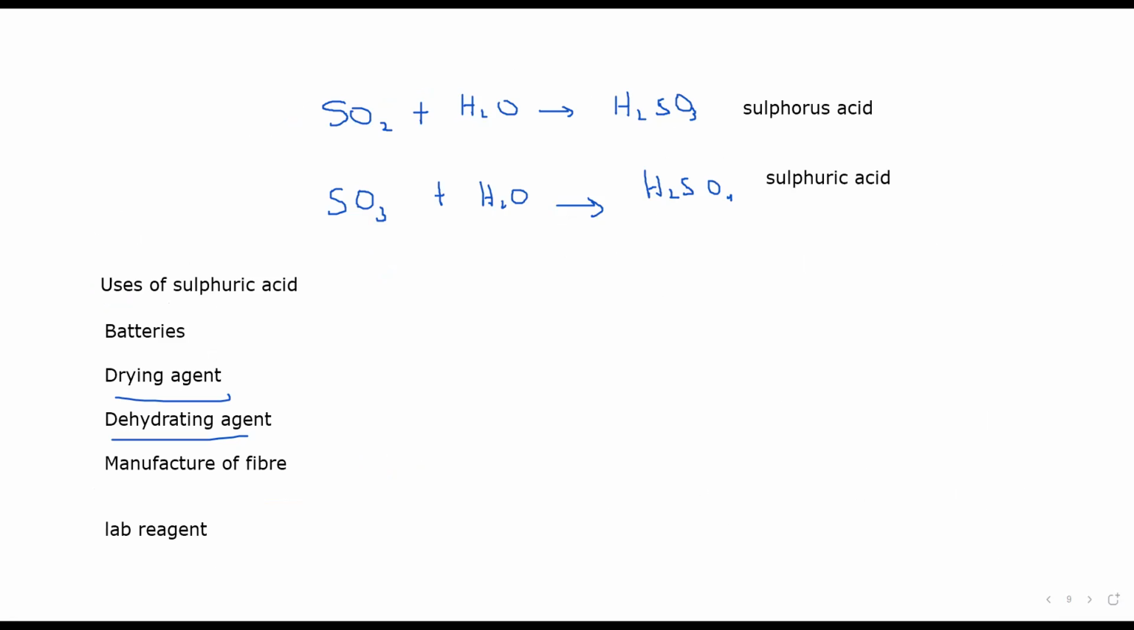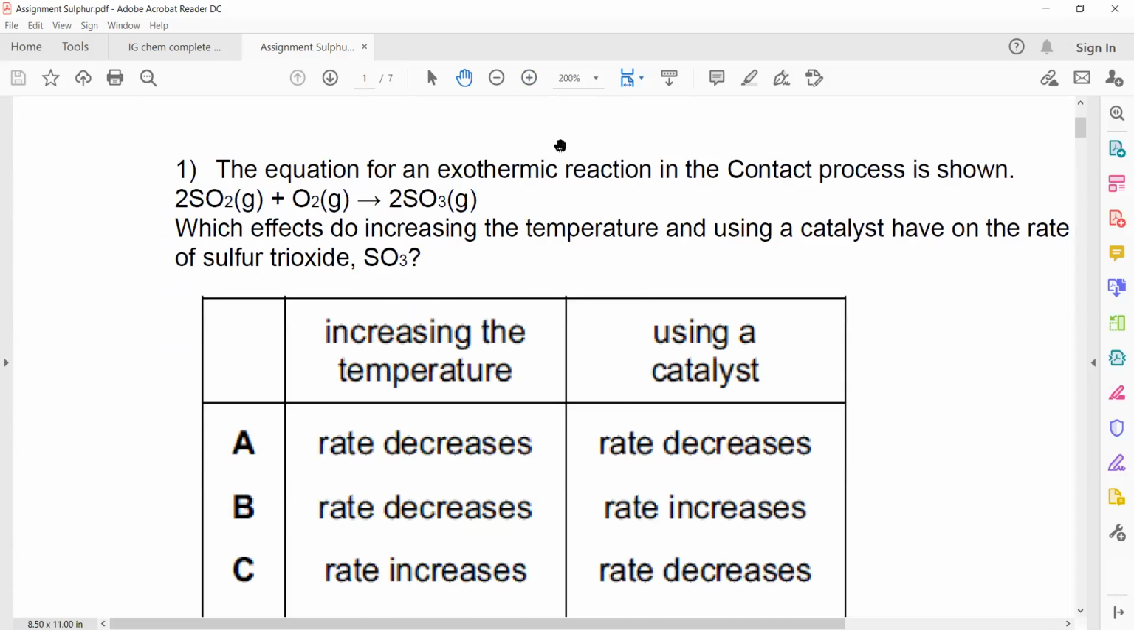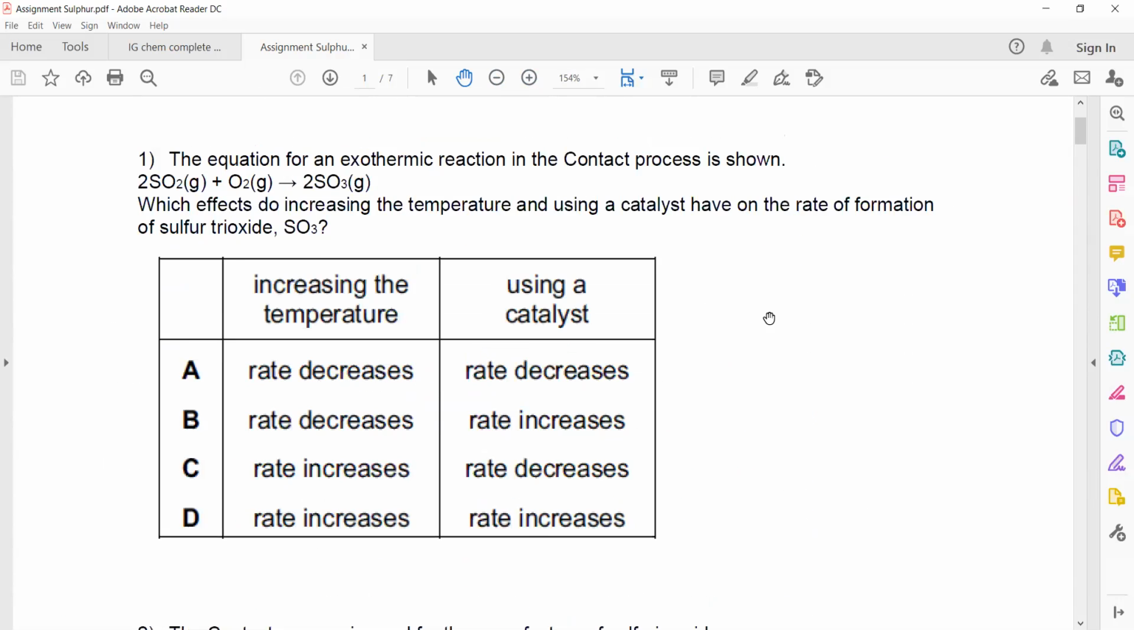Now some questions. The topic sulfur, we are done. So some questions related to this. In this question, the equation for an exothermic reaction in a contact process is shown. Which effect do increasing a temperature and using a catalyst have on the rate of formation of sulfur trioxide? The reaction is exothermic.